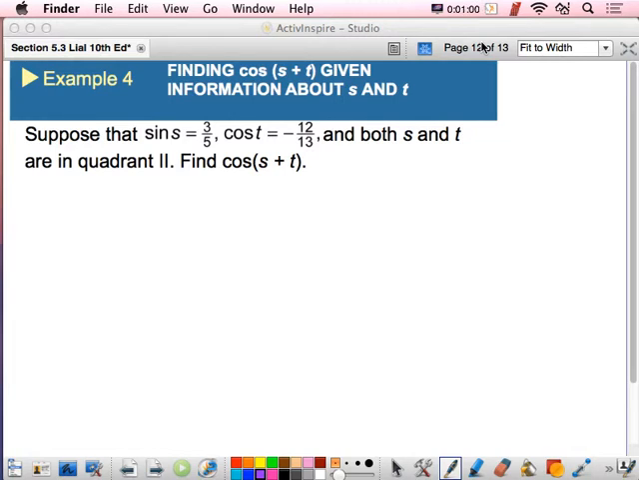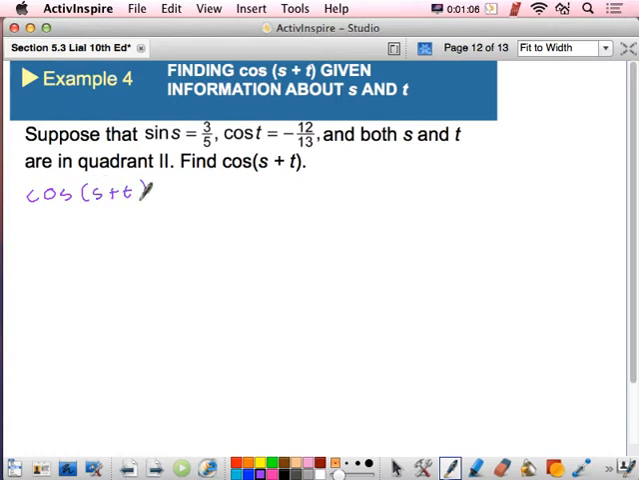So we're going to start with cosine of S plus T. And using our identity, we'll expand that to cosine of S times cosine of T minus sine of S times sine of T. Okay? So that's going to give you 4 things to multiply together. 1, 2, 3, 4.